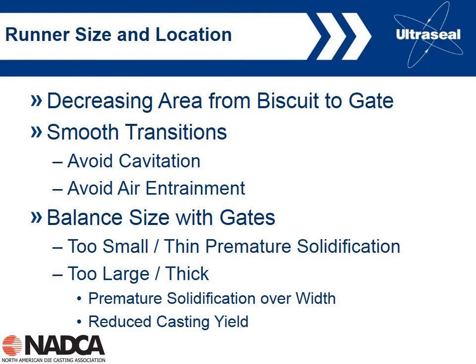If the runner is too thin, then it's going to solidify before the gates, and then the runner is the one that's going to control the porosity formation. If the runner is too thick, then we're going to reduce casting yield, which means we need to melt more metal, and therefore we're increasing our costs.